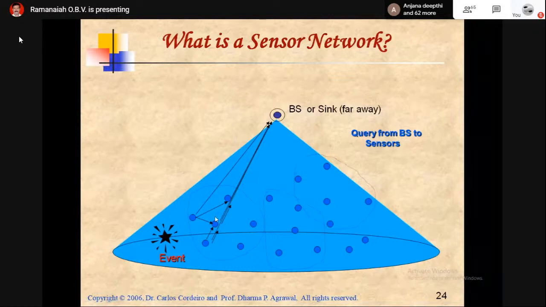So once there is hierarchy, the nodes are bound to forward the detection of the event to the cluster head, and the cluster head will in turn forward it to the next level. Here we have indicated only 2 levels. The first level is the base station, next level is the cluster head, and next level is the sensing nodes, the sensor nodes which have the job of sensing and forwarding. That's all. They don't have any other job.